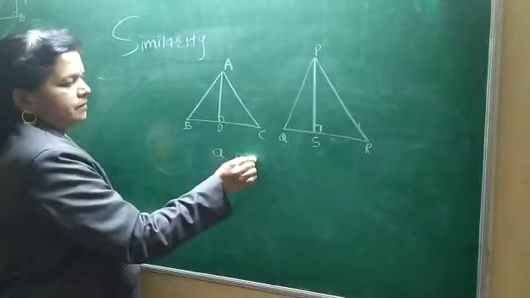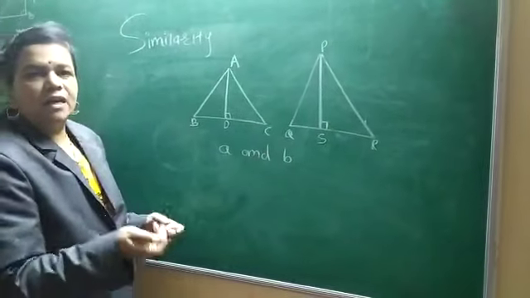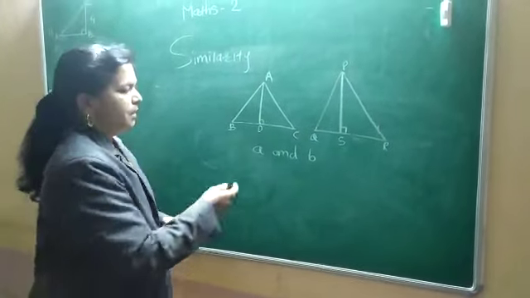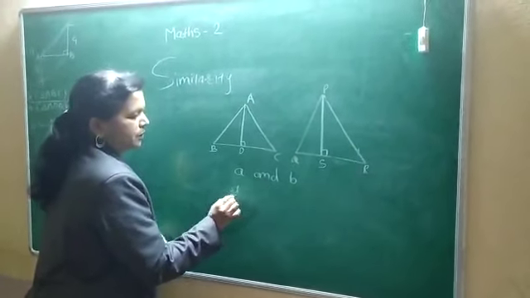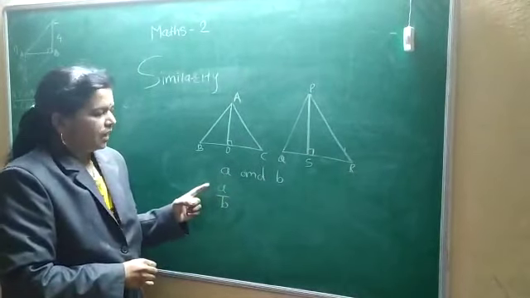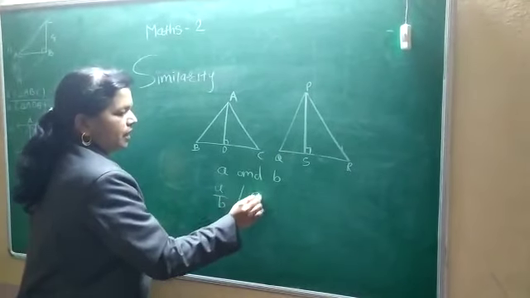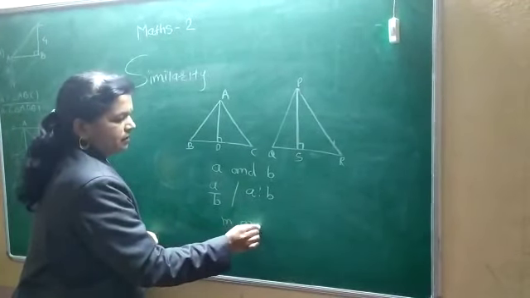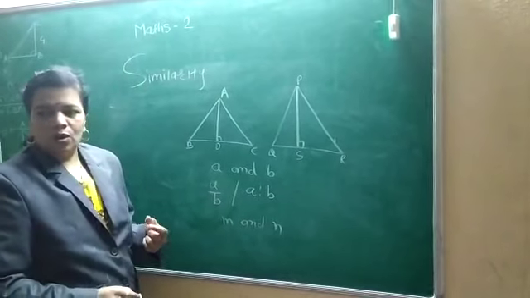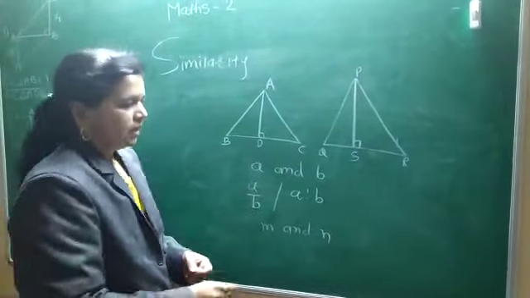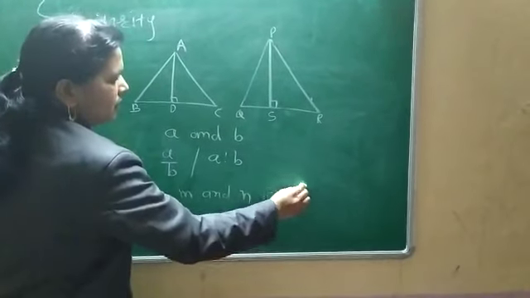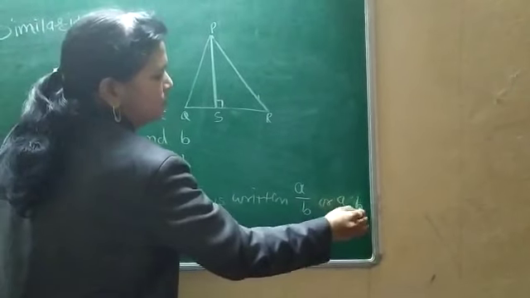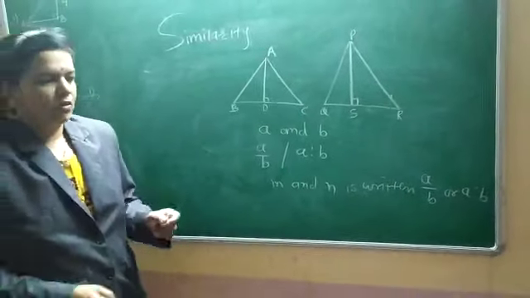The numbers A and B are in proportion, or the ratio of the numbers A and B. Here the ratio of numbers A and B is A upon B, or A is to B. Another example: the numbers M and N are in proportion, or the ratio of M and N is written M upon N, or M is to N. This is the ratio.